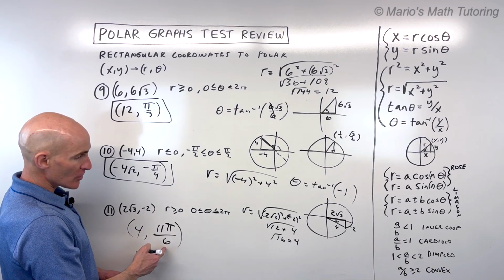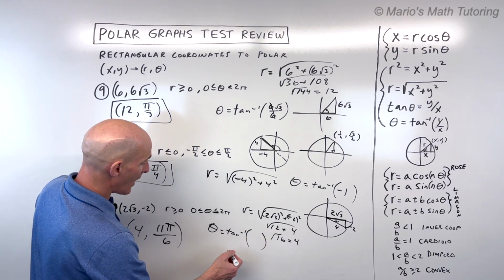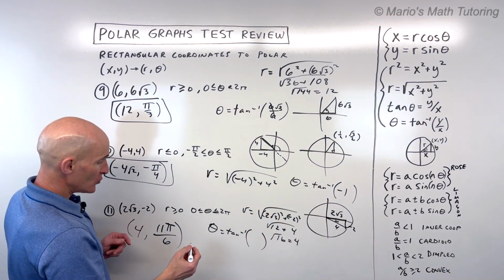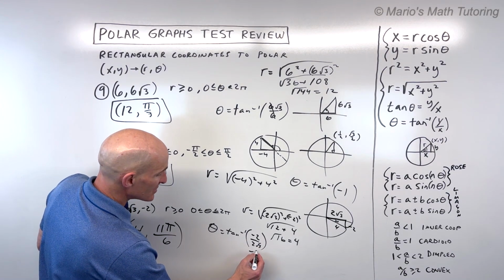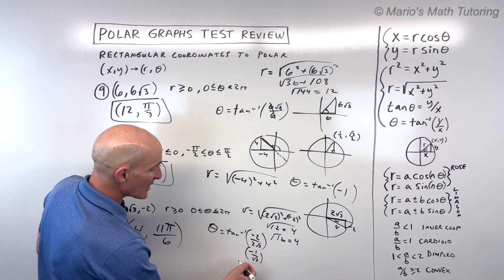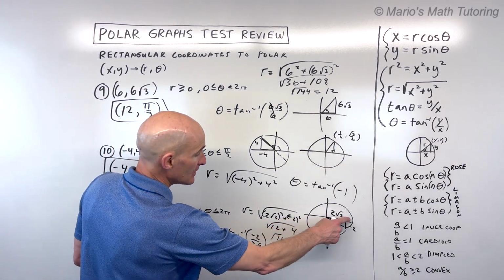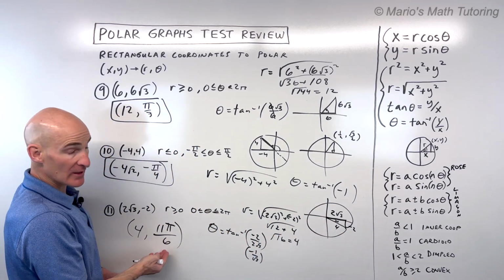R is greater than or equal to 0, and then our angle, we can use the formula theta equals tangent inverse of y over x. That's this formula right here, and that would be negative 2 over 2 root 3, which reduces to negative 1 over root 3. You could rationalize it to negative root 3 over 3. Where does that occur? That occurs at negative pi over 6, or if you wanted a positive angle like we do here, it would be 11 pi over 6.